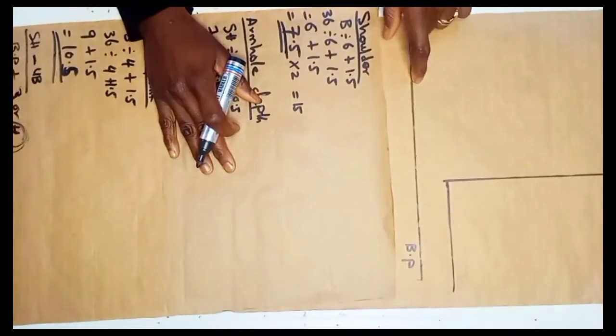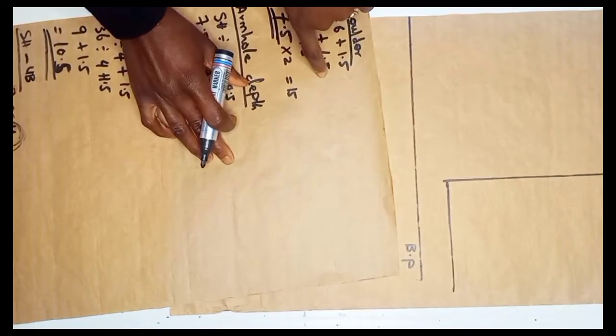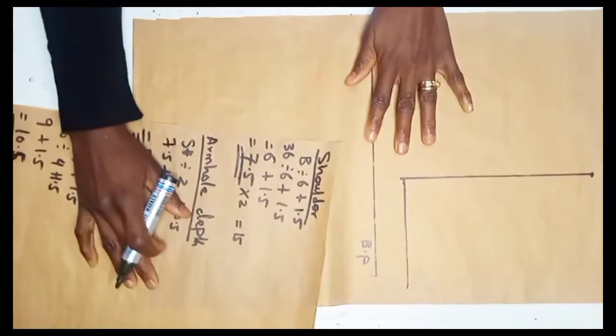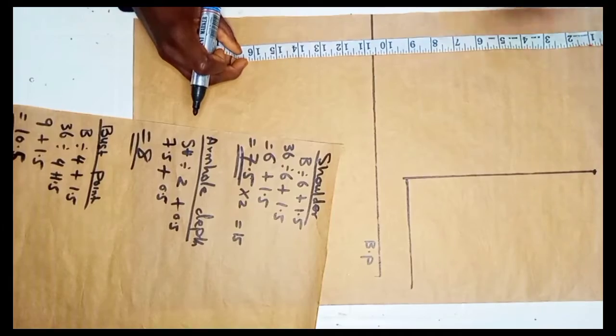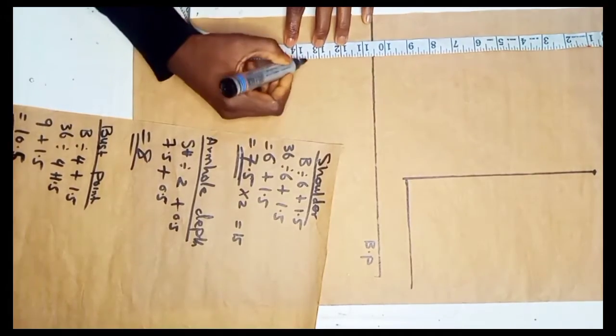So I'm going to go ahead now to insert that measurement on this other pattern paper I'm using to draft the basic bodice. So I'll go ahead to place my tape from my shoulder line again. Then I'll mark the 13.5, which is the distance from the shoulder to the underbust.